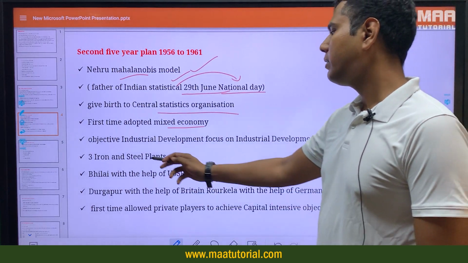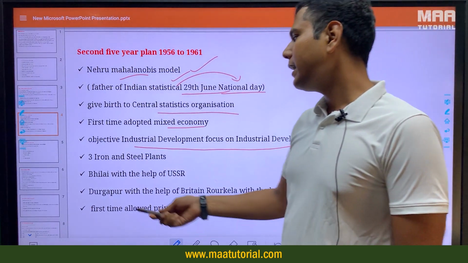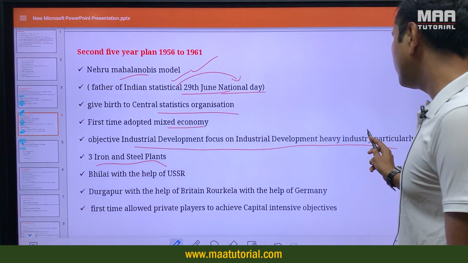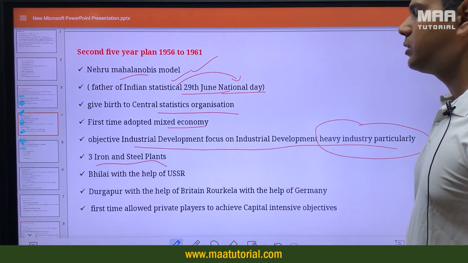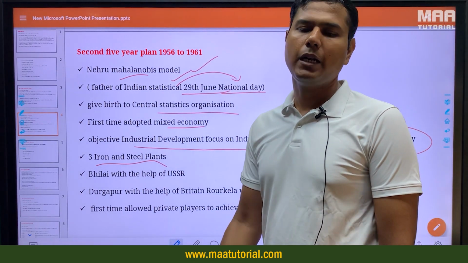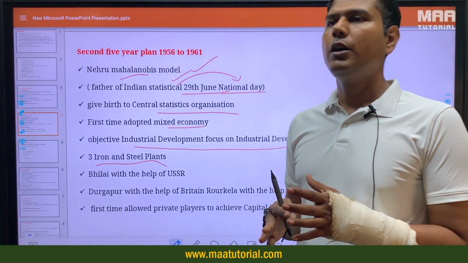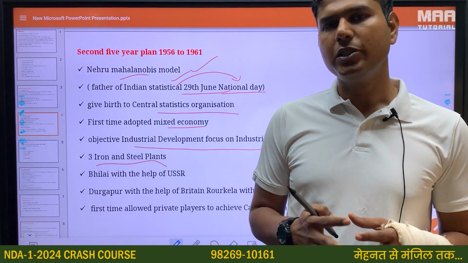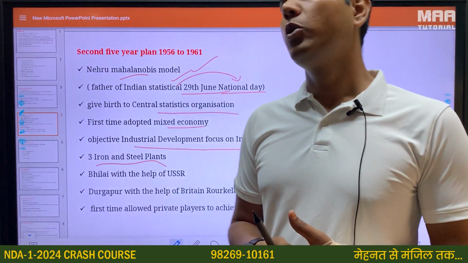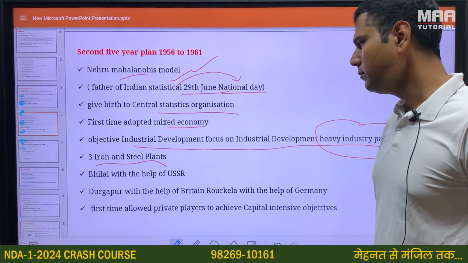The objective was industrial development, with a focus on heavy industry, particularly 3 iron and steel plants. See, this is to be understood: heavy industry was targeted particularly. So what did we do? We made 3 iron and steel plants. Iron and steel are fundamental to any industry. If you need to manufacture some heavy machinery, you will need iron and steel, right? Moreover, if you want to start some plants, that would also need iron and steel.